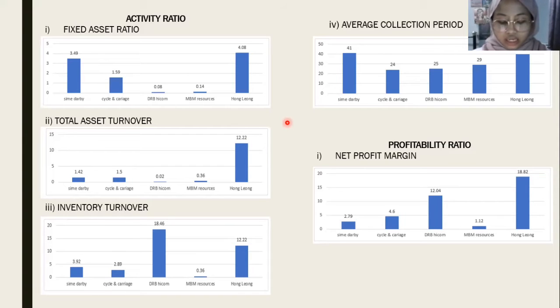For average collection period, Cycle and Carriage Bintang Berhad only take 24 days in collecting back their payments. So it means that this company is good in collecting back their payment compared to other companies. Profitability ratio. First is net profit margin. Hong Leong Industry Berhad, DRB Hicom and Cycle and Carriage Berhad also and the MDM resources show that these companies are efficient in generating their profit and value for their shareholder.